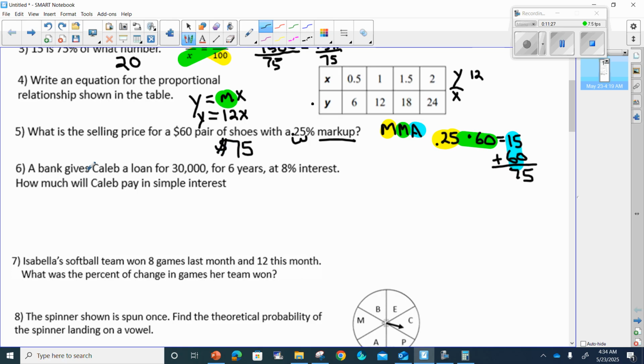All right, number 6. A bank gives Caleb a loan for $30,000 for 6 years at 8% interest. How much will Caleb pay in simple interest? For this one, we see that we're going to have to use I equals PRT. This is our simple interest formula. I equals PRT.